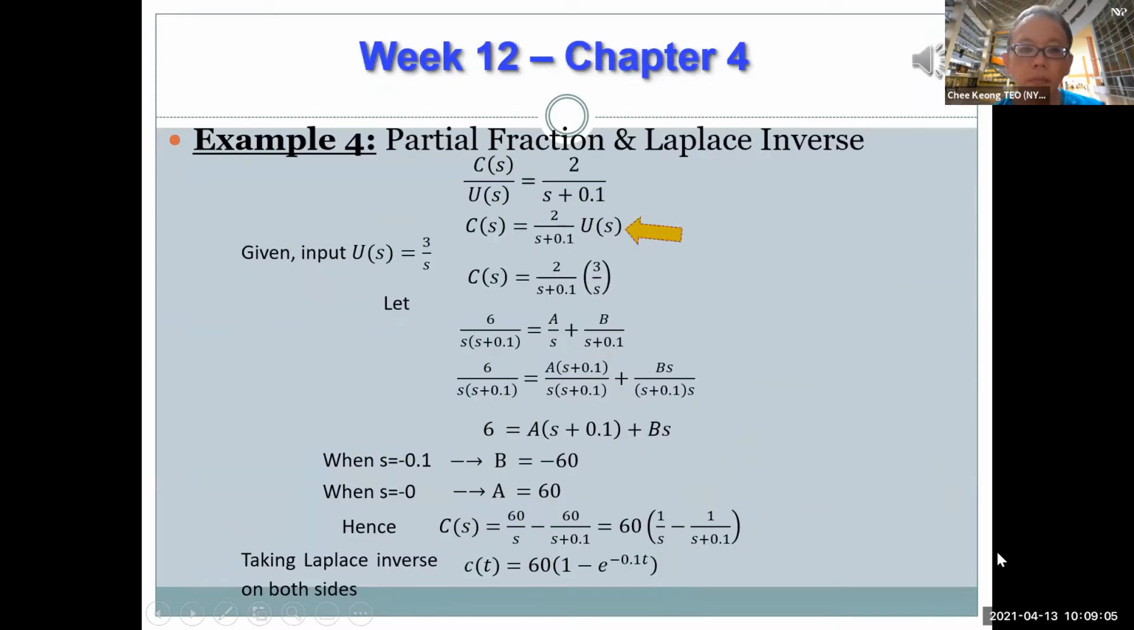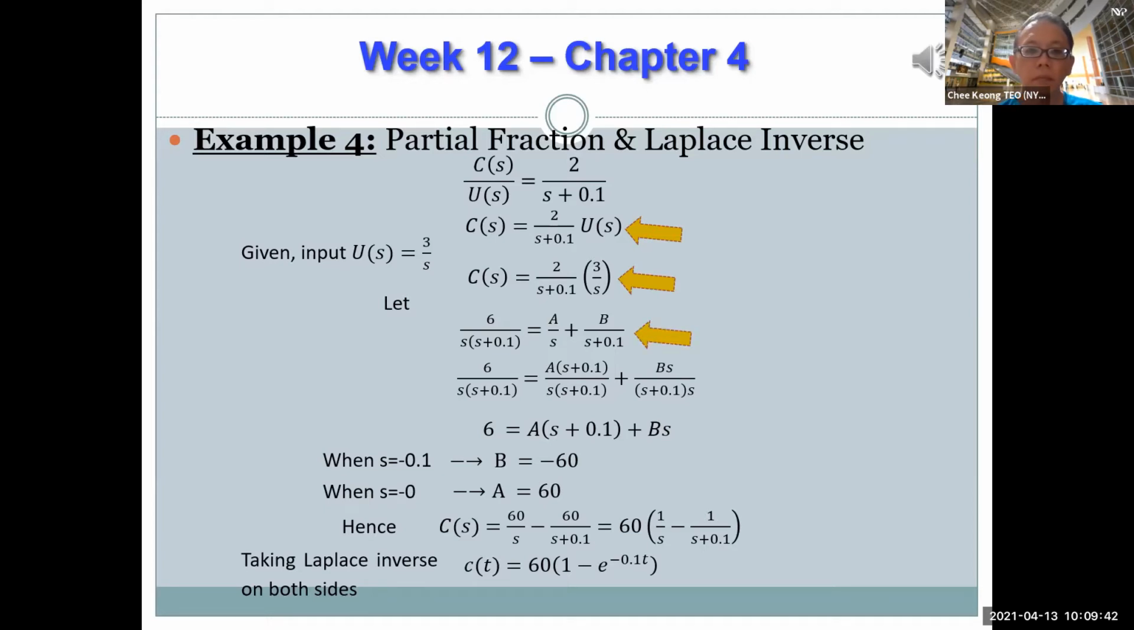Now let's take a look at example 4, where we attempt to convert an expression in the s domain to the time domain with the help of the Laplace table. In the formula sheet, for C(s) over U(s) equals 2 over s plus 0.1, we can bring U(s) to the right-hand side of the equation. Substituting U(s) equals 3 over s as given in the question, we yield C(s) equals 2 over s plus 0.1 multiplied by 3 over s.